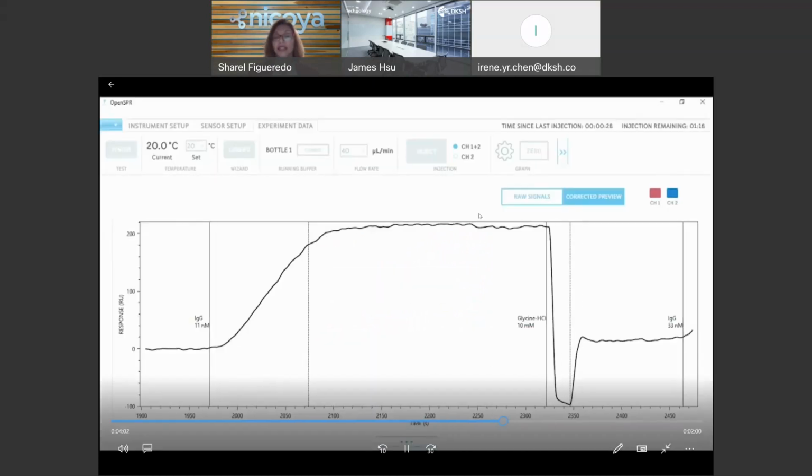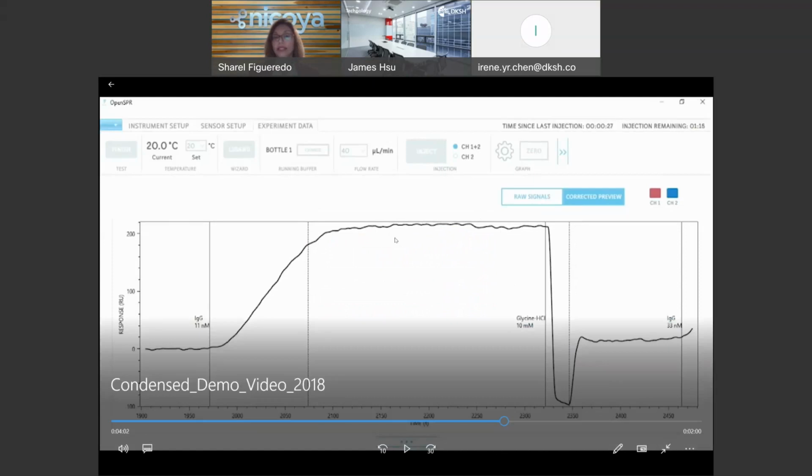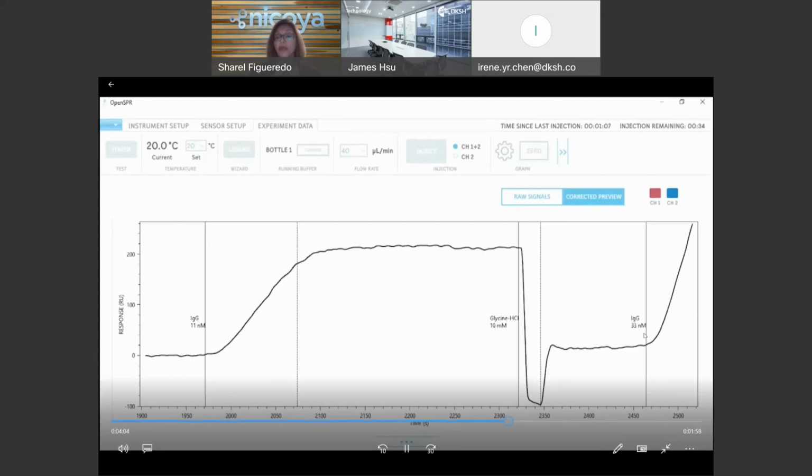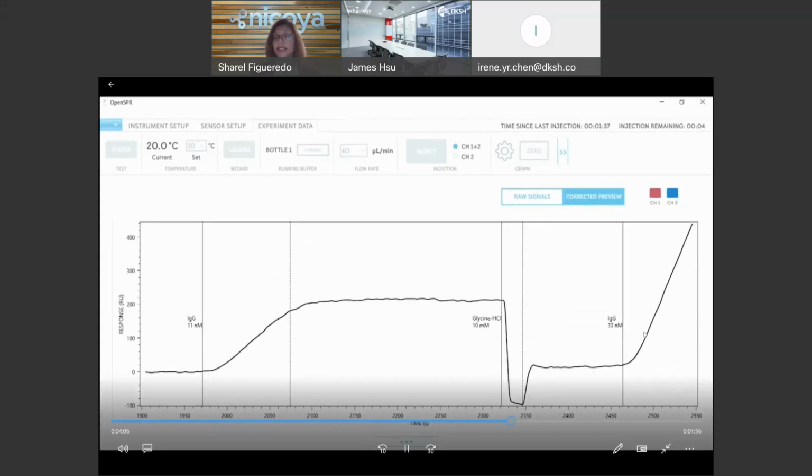Now, as you can see, once in the corrected view, we are only seeing the corrected data, so we don't see the baseline. We then have injected glycine HCl, which is our regeneration solution. This is added to remove that concentration of analyte. And then we look to see that the baseline has been brought down and is ready for the next analyte concentration, which is 33 nanomolar. That has been injected.